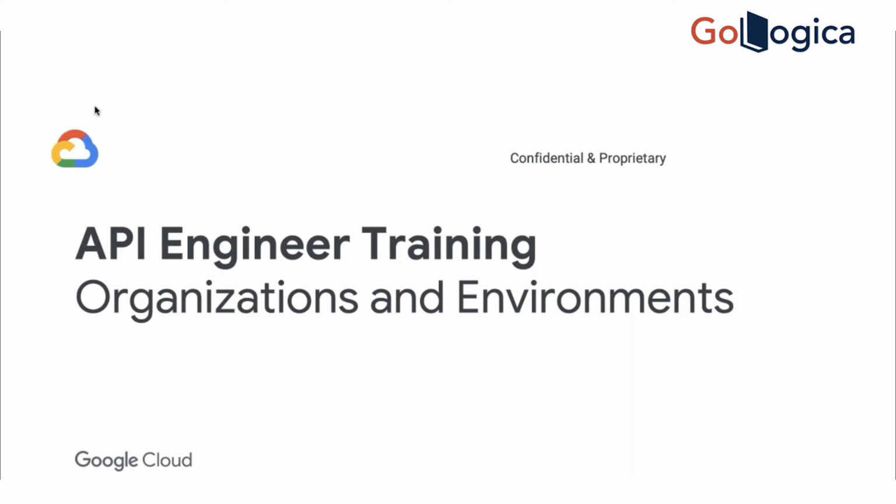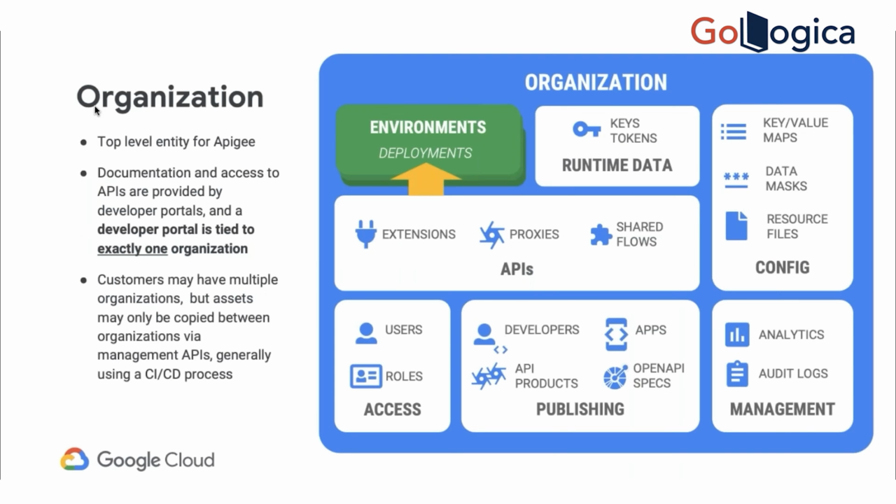Now we'll understand the concept of organizations and environments. In Apigee, when you register for an Apigee account, Apigee creates an organization for you. In a single organization, you can have multiple users, but you must be part of at least one organization. So in Apigee, you get at least a minimum of one organization for sure.